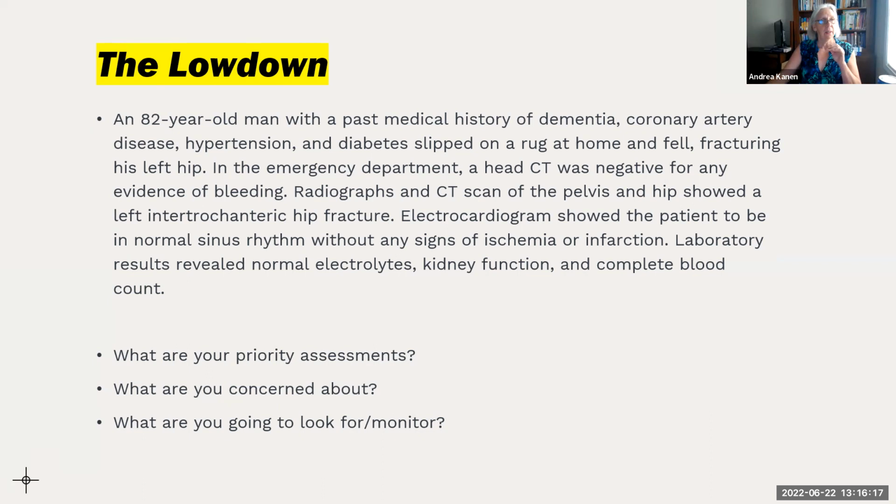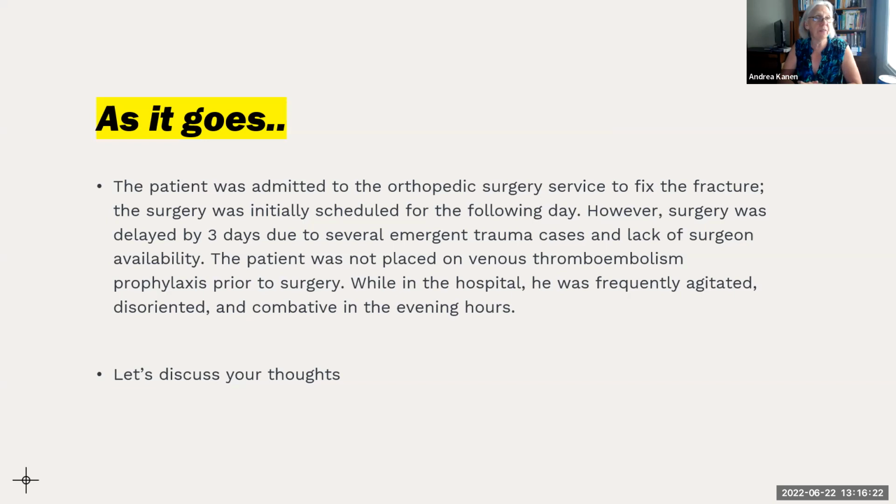So he's going for surgery and we're going to fix the fracture. It was initially scheduled for the next day, but it got delayed by 3 days due to several emergent trauma cases and lack of surgeon availability. That was kind of what we were seeing in COVID too. These surgeries got pushed back. While in the hospital, he was frequently agitated, disoriented, and combative in the evening hours.